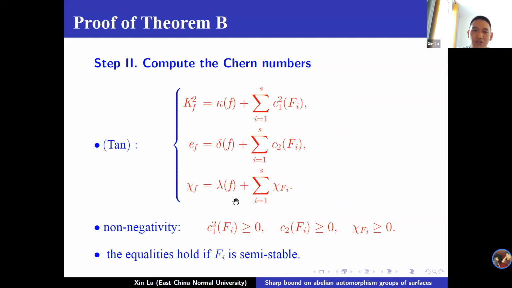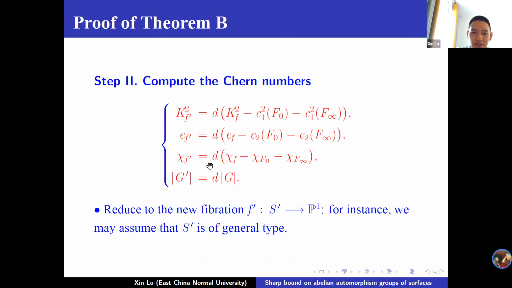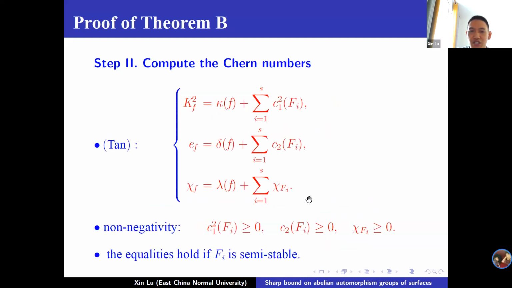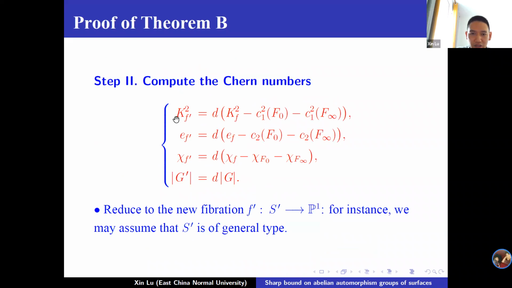Using these formulas, we get that on our new surface S prime, there exists an abelian automorphic group G prime of size D times the size of G, and for the invariance of the new fibrations, we have this equality. So after this base change, we can reduce the problem to this new fibration. And this can help us a lot.